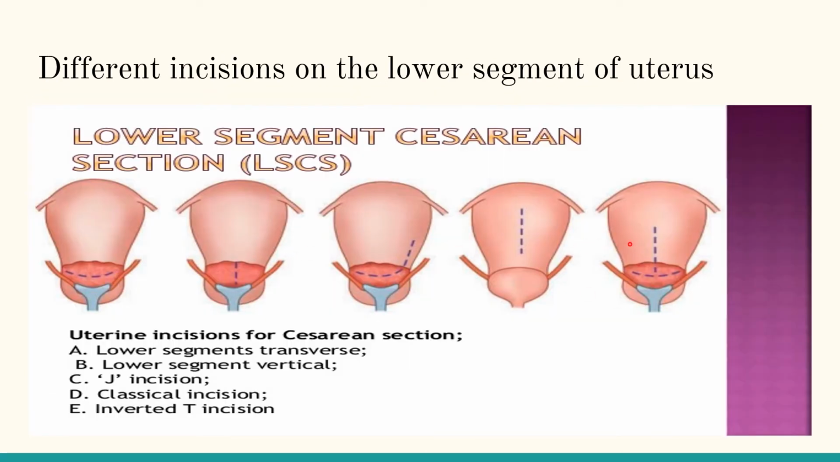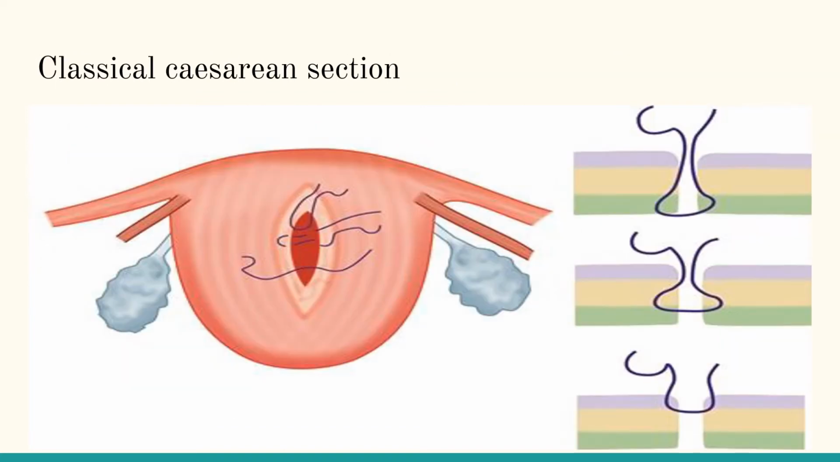Again, this is the slide showing the same, that is lower segment, low vertical, J-shaped, classical, and inverted T. So this is the slide showing the classical caesarean section, wherein when you oppose them, the thickness of the muscle is more, so there is more chance of gutter formation in them. So the healing may not be very much perfect because the blood will get collected in the gutters.